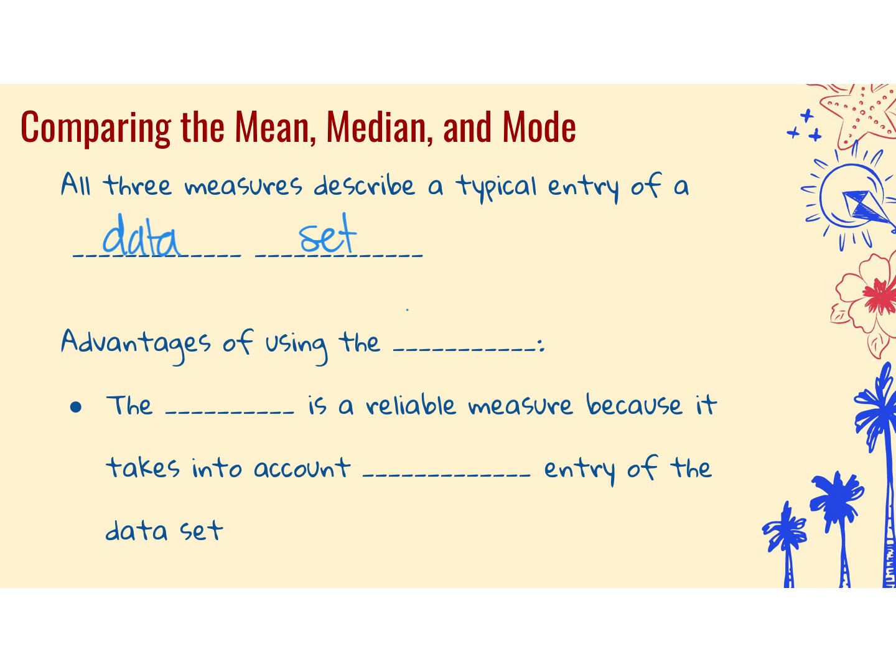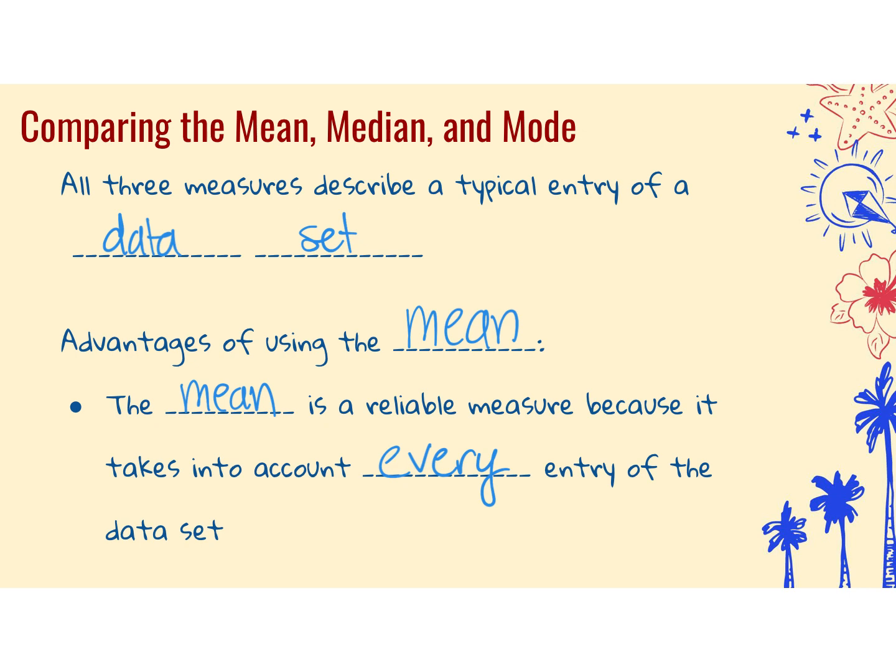The advantages of using the mean is that the mean is a reliable measure because it takes into account every entry in the data set. Every single entry in the data set is a part of the mean. You add them all together and divide them, and that's how you find the mean.